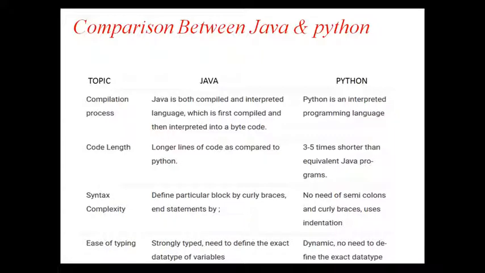Next, I have also covered the difference between Java and Python. In the compilation process, Java is both compiled and interpreted, whereas Python is an interpreted language. Java has longer lines of code, whereas Python has shorter lines of code. For syntax complexity, Java defines a particular block by curly braces, whereas in Python there are no semicolons and no curly braces, only indentation is used.